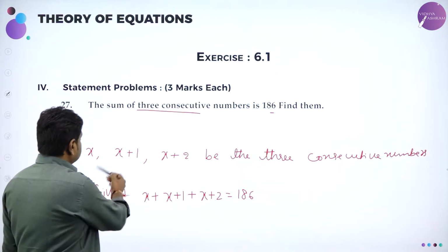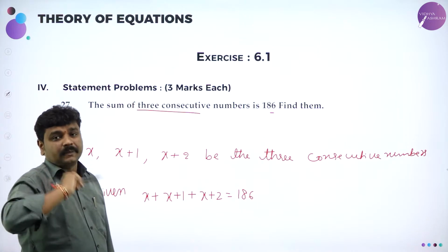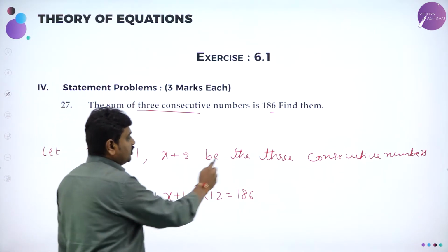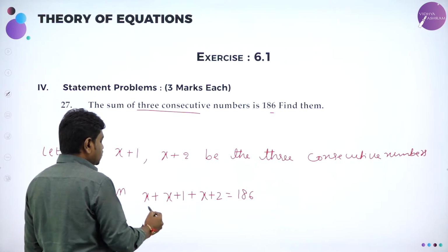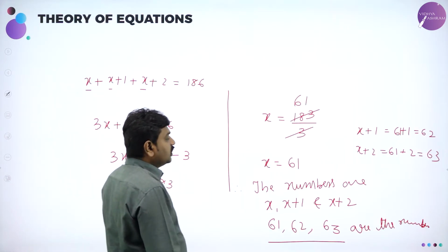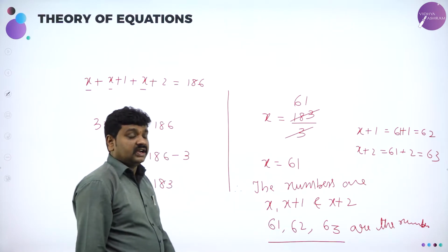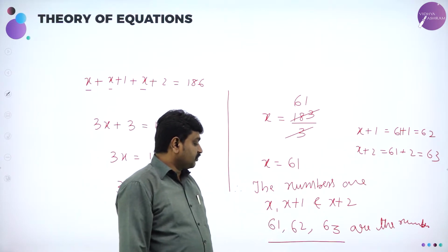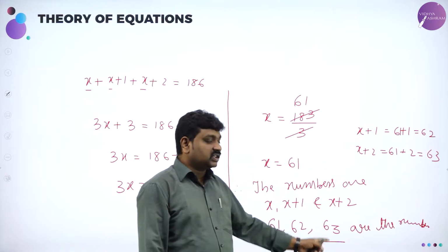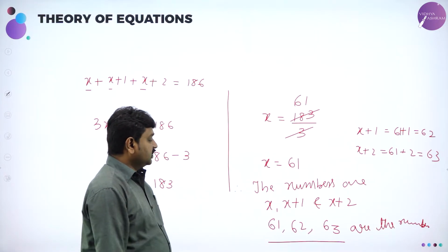So whenever they tell consecutive numbers differing by 1, X, X plus 1, X plus 2 be the three consecutive numbers. Their sum means what? When you add, you should get 186. You can see 61, 62, 63 if you add. So 61, 62 is 123, 123 plus 63 is 186.